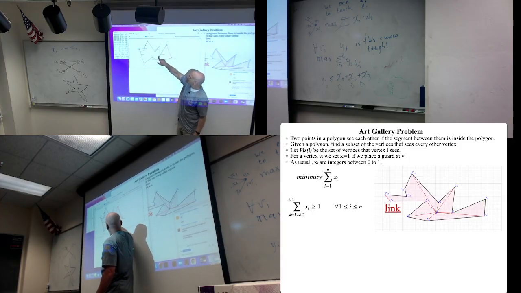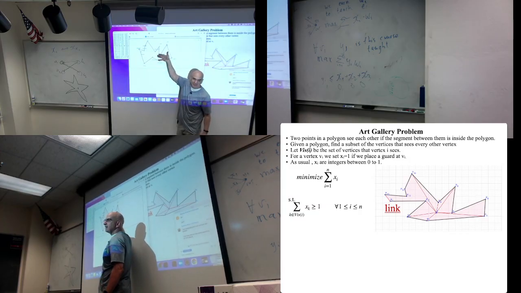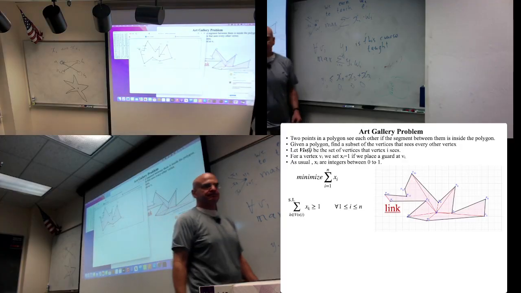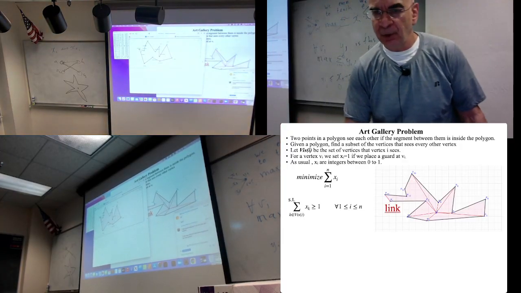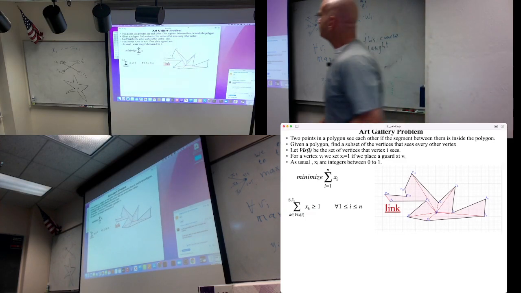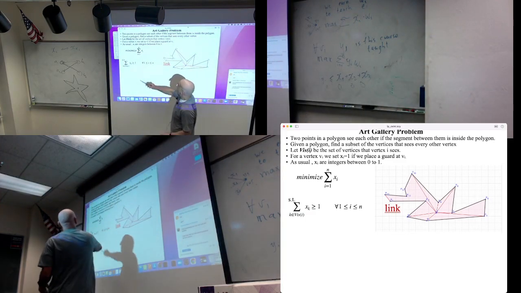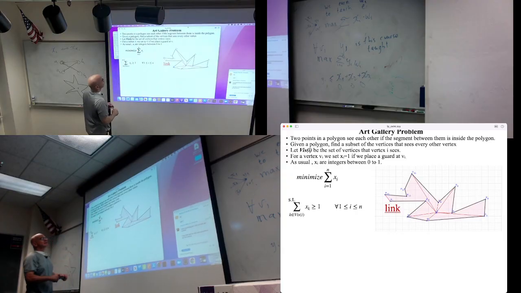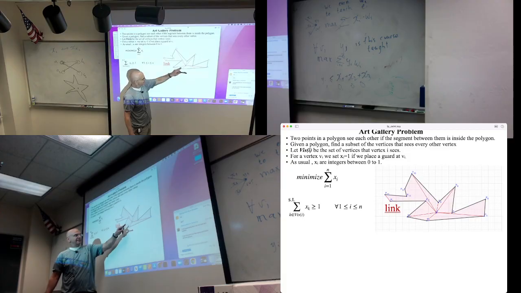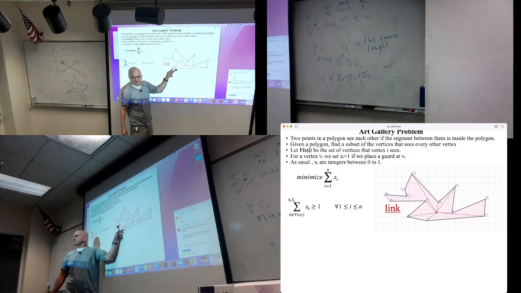So I need some time before that to compute the visibility region, what each guard can see. That's done in polynomial time, even efficiently. The visibility of i will be the set of vertices that vertex i sees. If I put a camera in this vertex, what are the other vertices, including itself, that it sees?